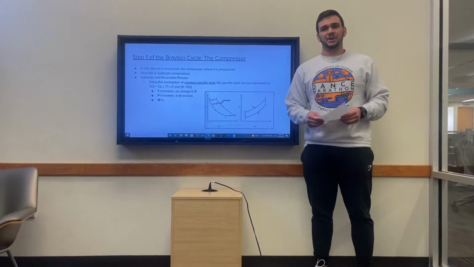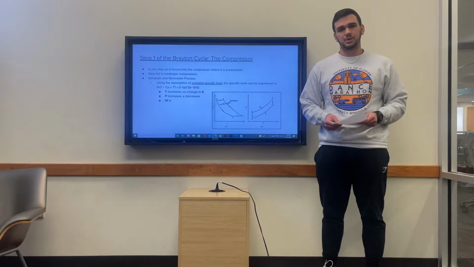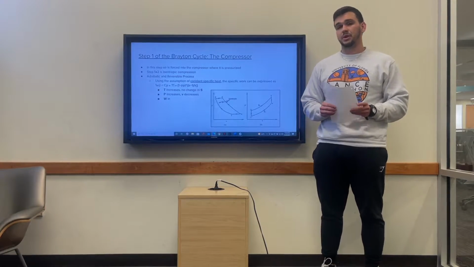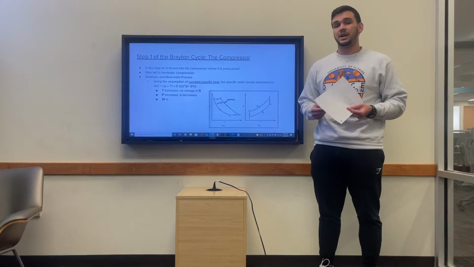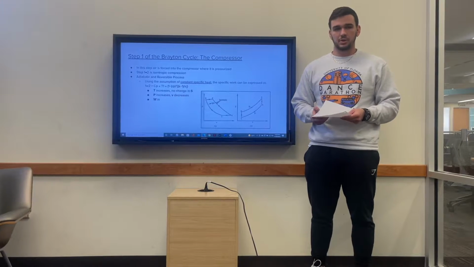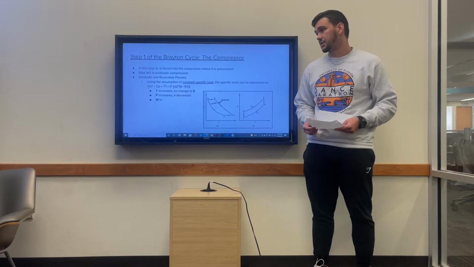Today I'll be going in depth on the 4 processes of the Brayton cycle. Process 1 to 2 is the compressor in the system. In this step, air is forced into the compressor where it's pressurized. This is an adiabatic and reversible process, meaning that there is no heat in and the entropy generated is equal to 0.